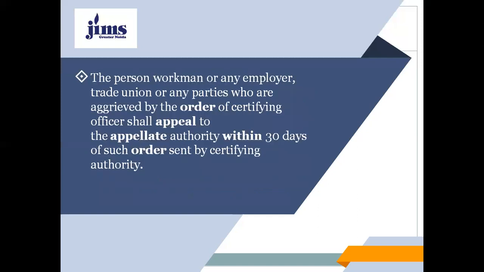And any workman, employer, trade union, or any party who is aggrieved by the order of the certifying officer shall appeal to the appellate authority within 30 days. As I told you, the time given is within 30 days of such order made by the certifying officer. So whosoever is aggrieved by the order should go for the appeal to the appellate authority within the prescribed time frame, that is within 30 days of such order sent by the certifying officer.